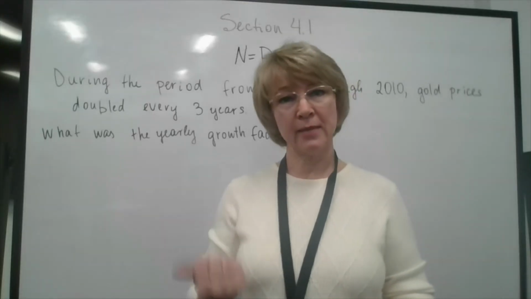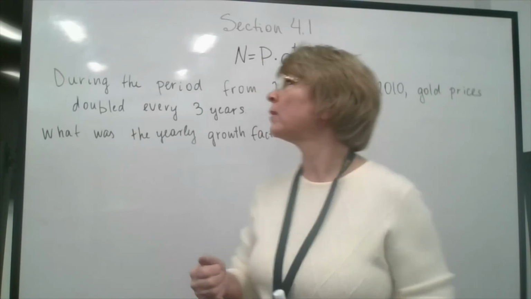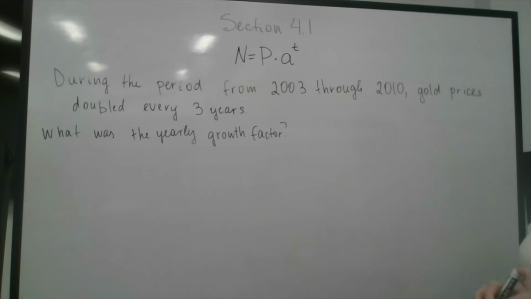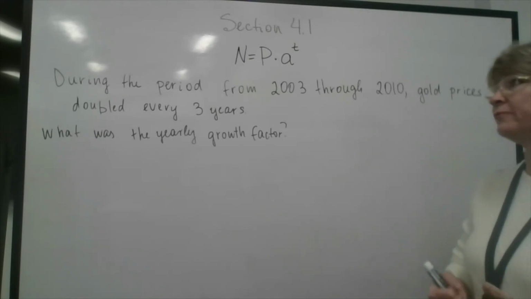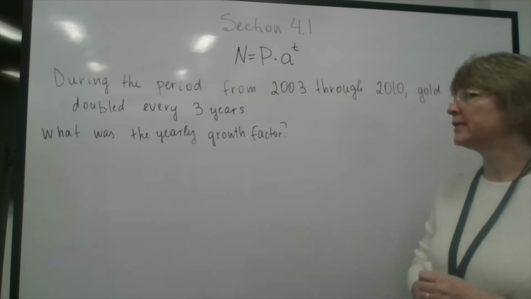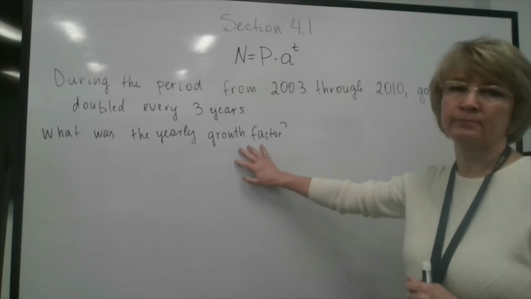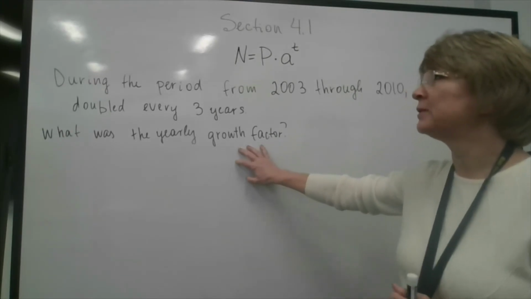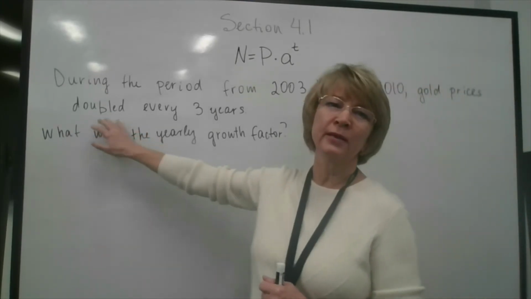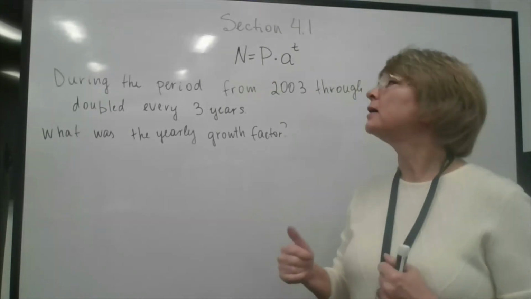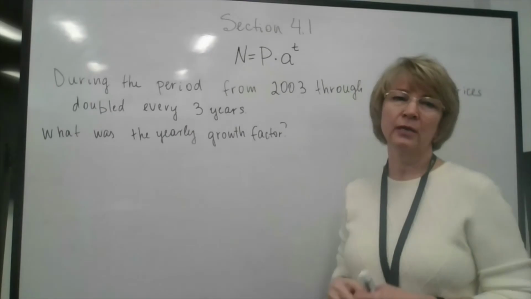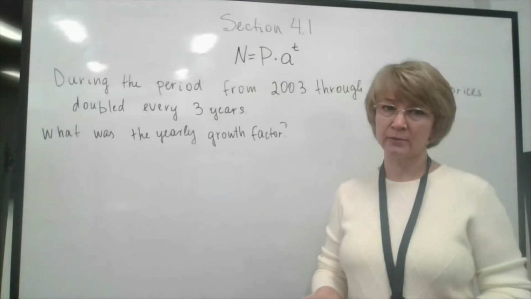Okay, this is the last example for this section. During the period from 2003 through 2010, gold price doubled every 3 years. What is the yearly growth factor? What do you think? Normally people say, okay, it's double, it means 2, but they don't pay attention that it doubles every 3 years. So it's not 2, it's something else.